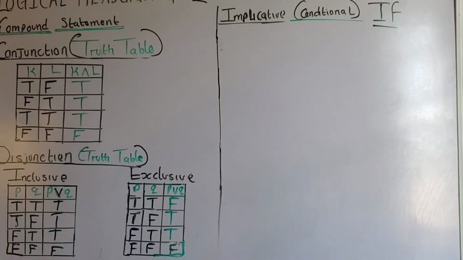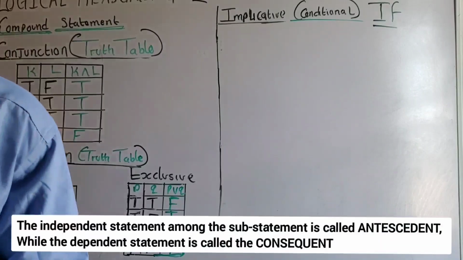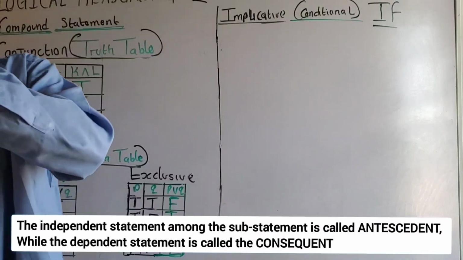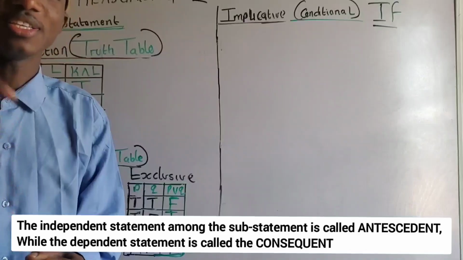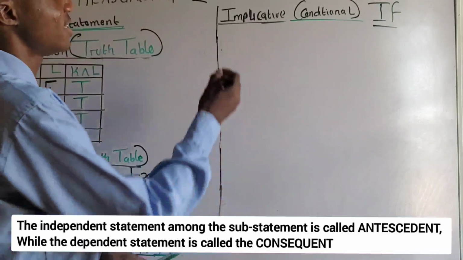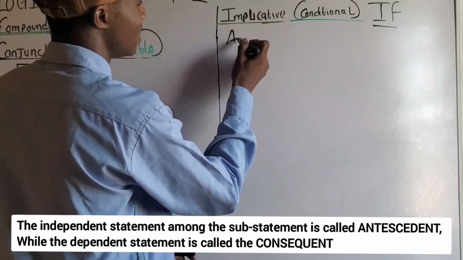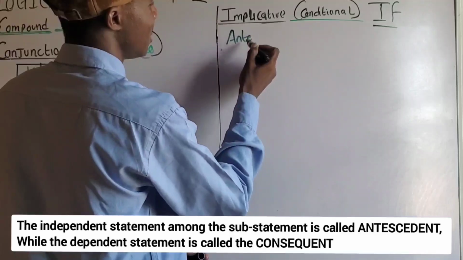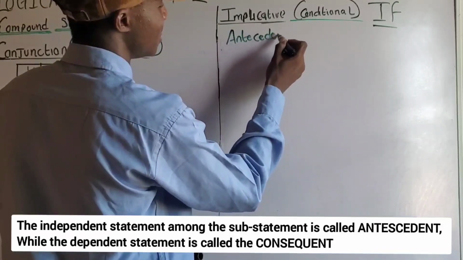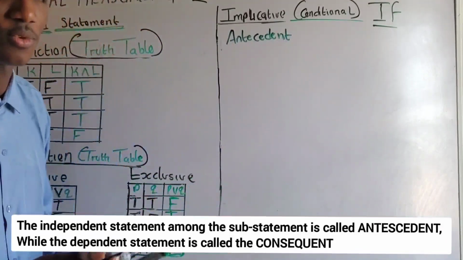Now, please, I want you to pay attention. The statement that is the antecedent is what we call the first statement. You understand? The first statement is the statement that the second statement depends on. It is called the antecedent. Antecedent. Okay, let's use that example.